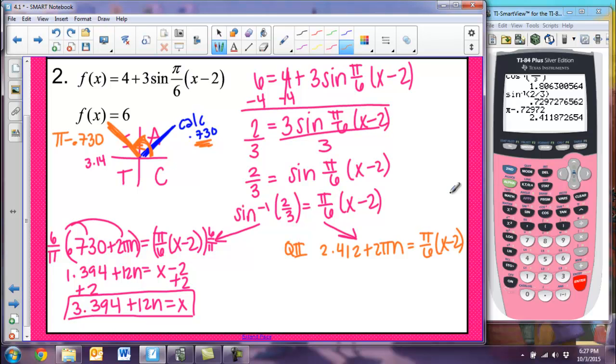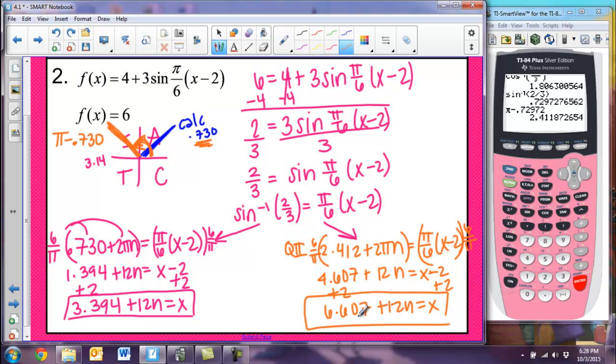Then I just do all that same algebra stuff that we did before, and we take this, times it by 6 over pi. Then you would get 4.607 plus, you notice the intervals should stay the same, so 12n equals x minus 2. Add 2 to both sides. That gets me 6.607 plus 12n equals x. So these two things are my general solution.